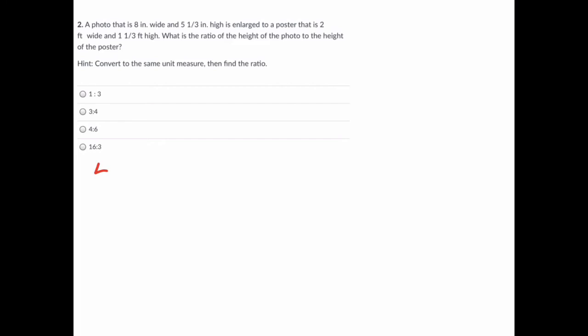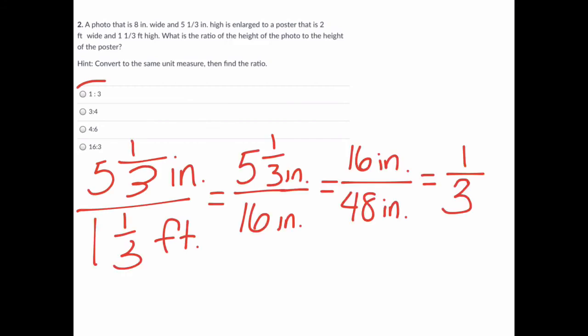Remember that the photo is in inches and the poster is in feet, so we will need to convert one of them into the other. So I converted the 1 1/3 feet into 16 inches. To get rid of the 1/3 fraction there, you can, instead of dividing by 3, multiply everything by 3. And you get 16 over 48, which can then be reduced by 2s, 4s, 8s, or by 16s to get 1 over 3. So our answer is 1 to 3.